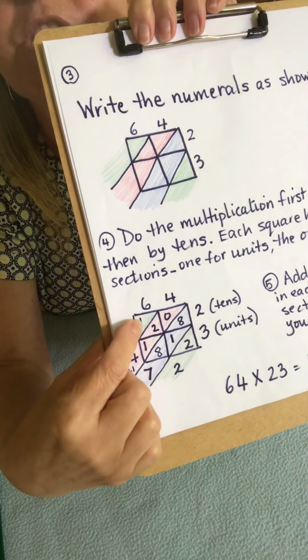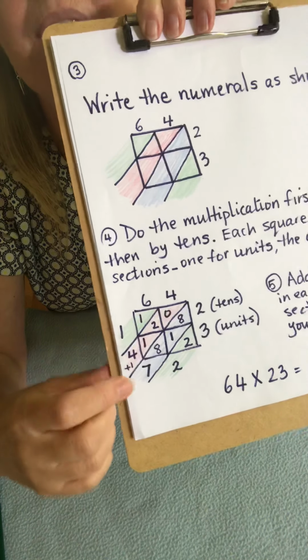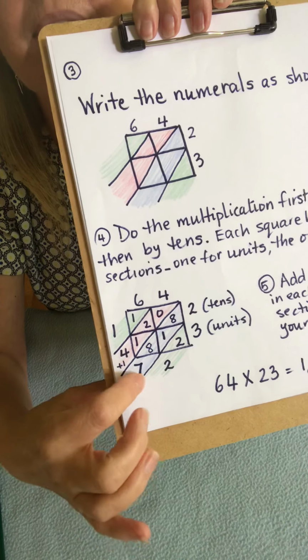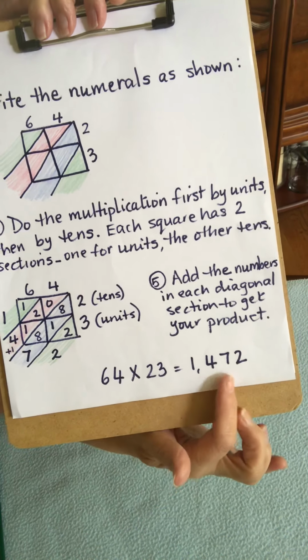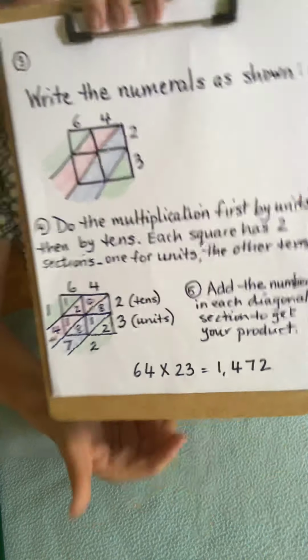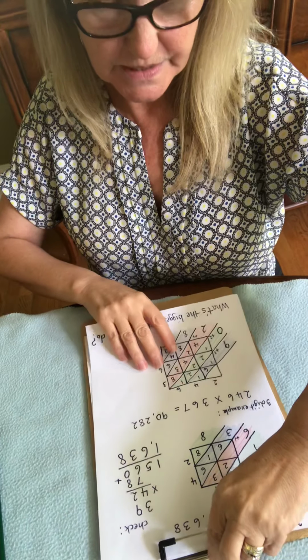And in this section we just have 1, so we put our answer. So our answer is 1,472, and I've written that over here, 1,472. I've asked the children to try and challenge themselves, to try and do some longer ones.